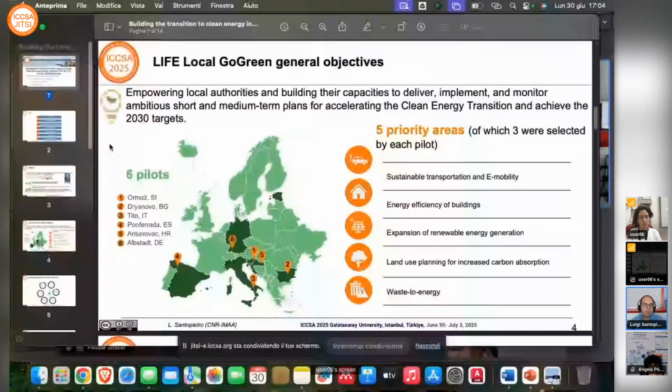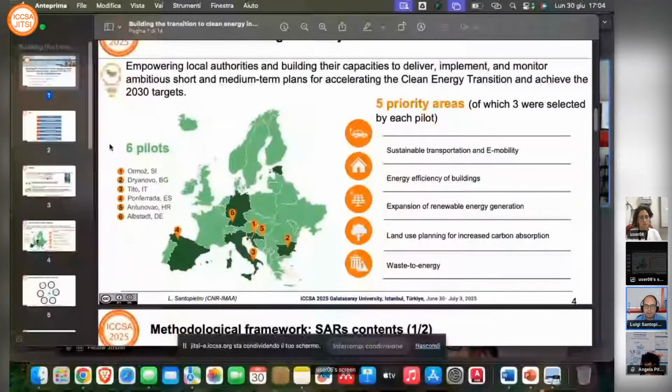And the municipalities in Do It have developed a shared document that is the self-assessment report. The self-assessment report includes the current and the planned action in 3 out of 5 priority areas selected. And looking into details, this self-assessment report is built up of 6 sections.